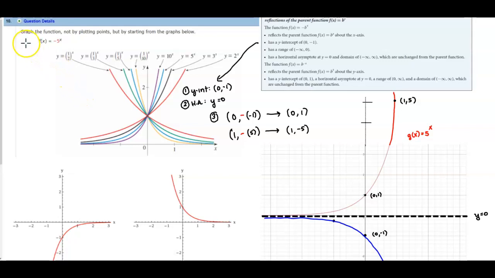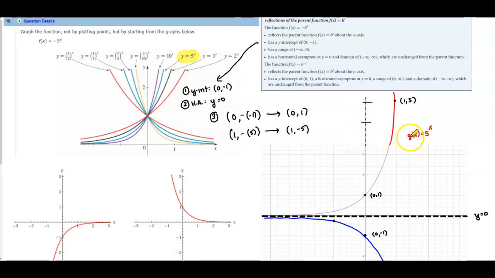For question number 10, we want to be able to graph the function not by plotting points but by starting from the graphs below. So the function that we want to graph is negative 5 to the power of x. So we need to look at the parent function for that. So which parent function do we have to choose for that? Well, that would be y is equal to 5 to the x.